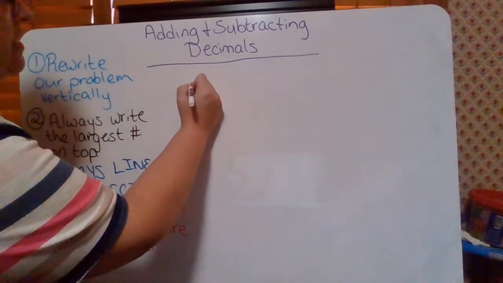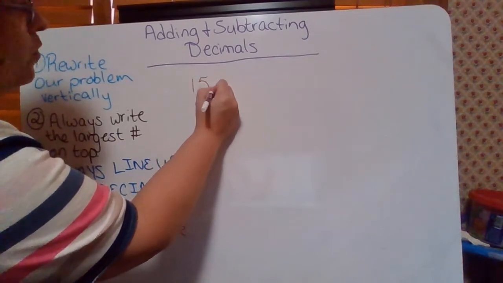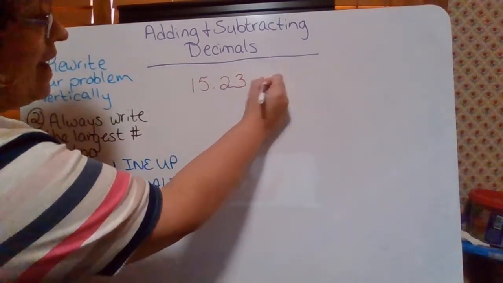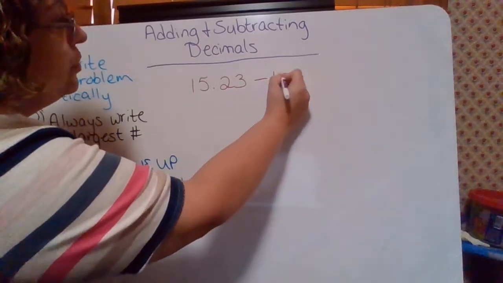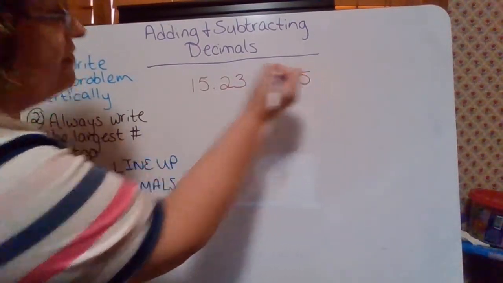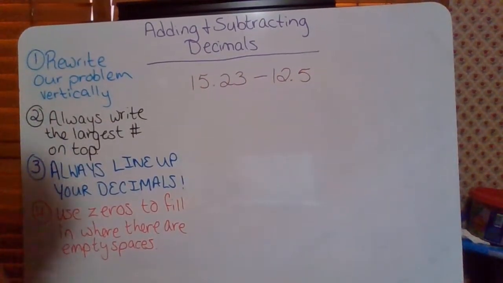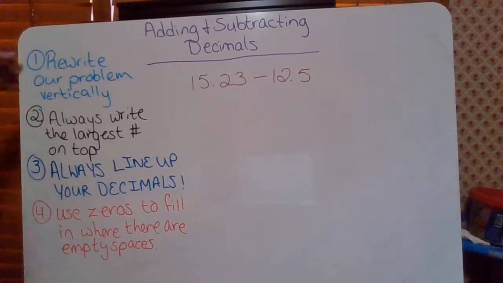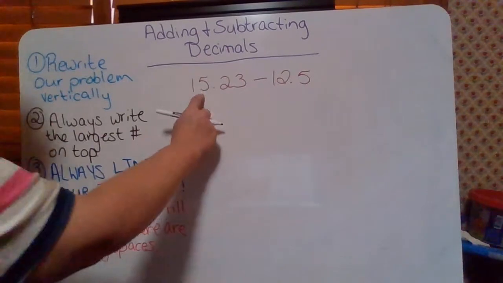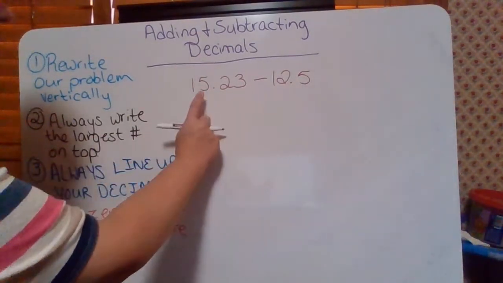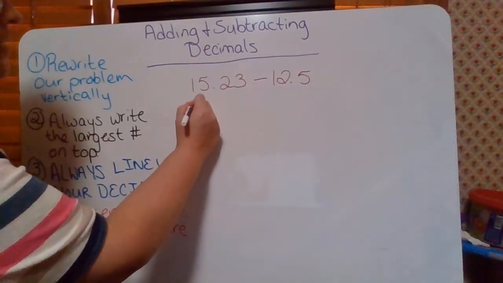All right, so let's look at this. Let's say we've got 15.23 minus 12.5. Okay? So 15.23 minus 12.5. Well, the first thing I'm going to do is rewrite it vertically, and I'm going to write the largest number on top. So these two kind of go hand in hand. All right, so which number is bigger, 15 or 12? Okay, the 15 is.